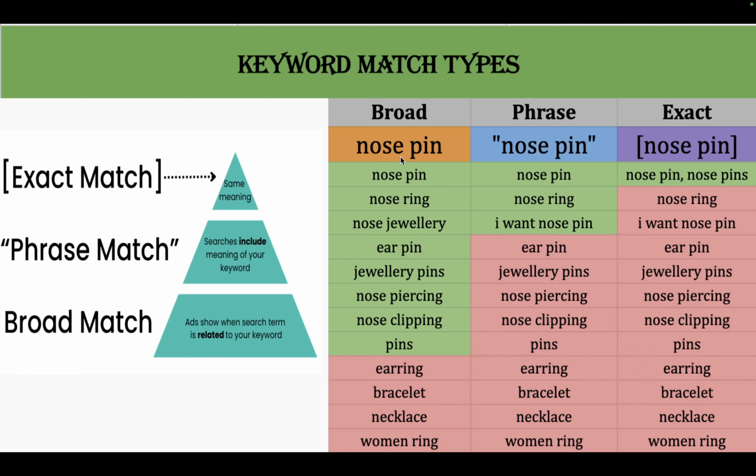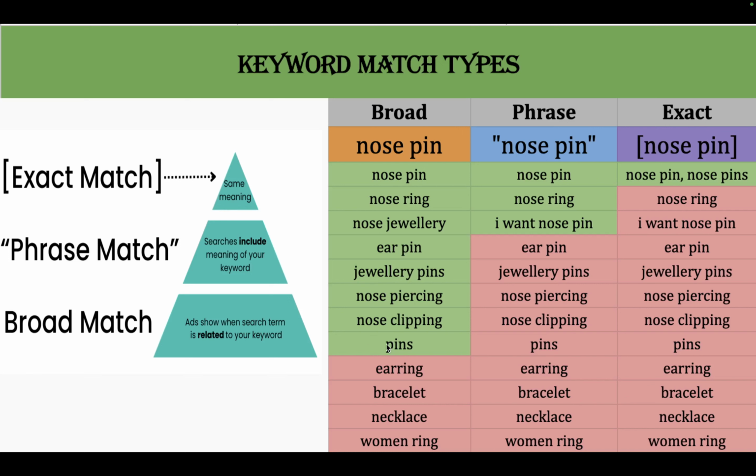However, the ads will not show up when somebody types earring, because earring hardly has any connection with nose pin, or bracelet, necklace, women ring, anything that goes beyond this. But right now the ad is capable of showing on all these searches. Some of these searches really make the connection, but how about the searches which are not making any connection with the keyword? Something like pins. Maybe students are looking to buy pins for their project, pins for their hair. There are different pins available in the market.